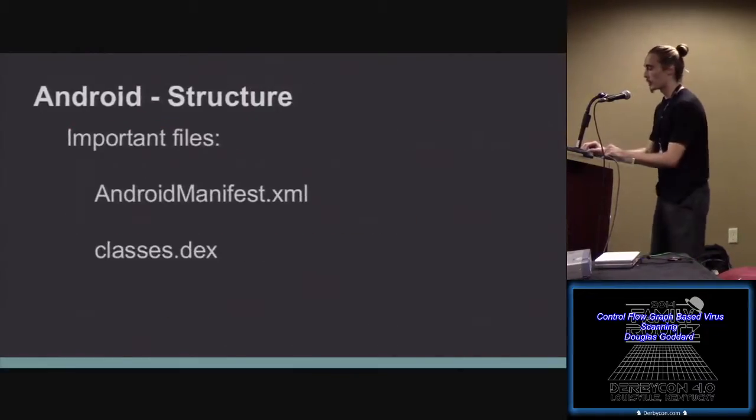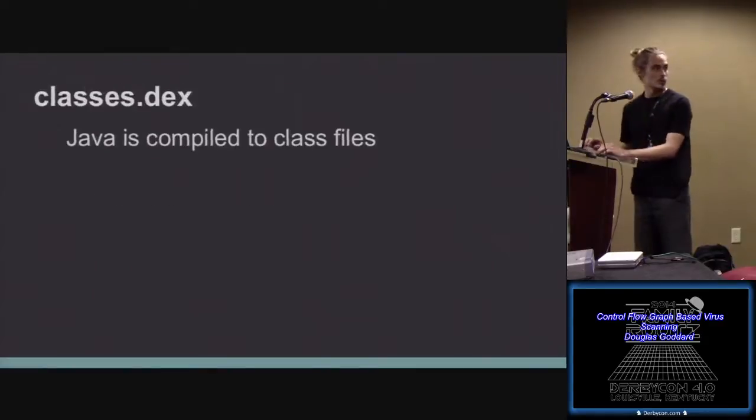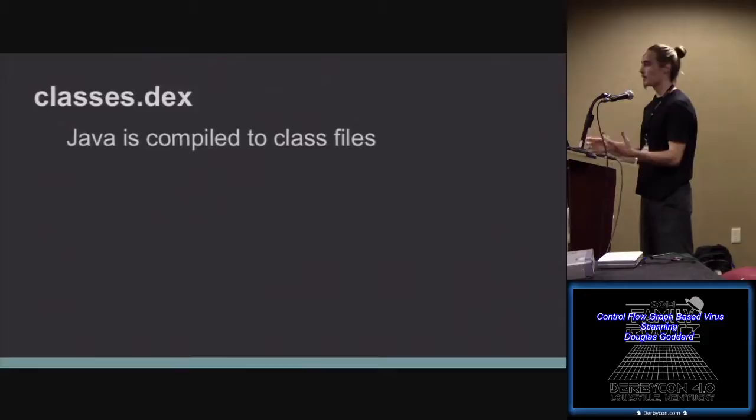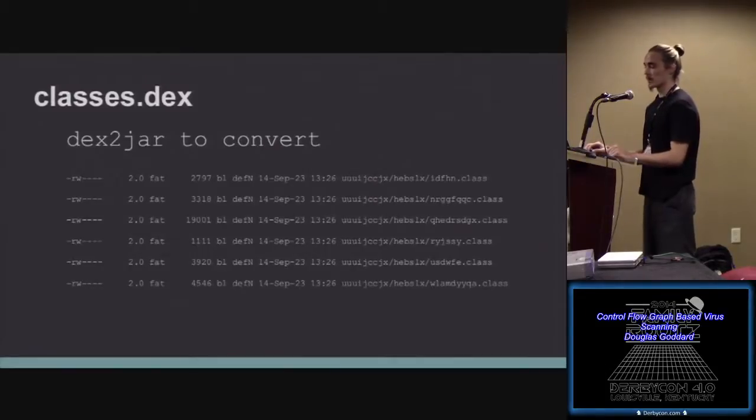So the next important file, which is much more pertinent to this talk, is classes.dex. This is where all the code is stored in Android. In Java, the code is compiled into class files, and in Android, all those class files are packaged into the dex file. You can use dex2jar to bring the APK back to a jar, and then you can use all the awesome Java decompiling tools to decompile it and look at it.